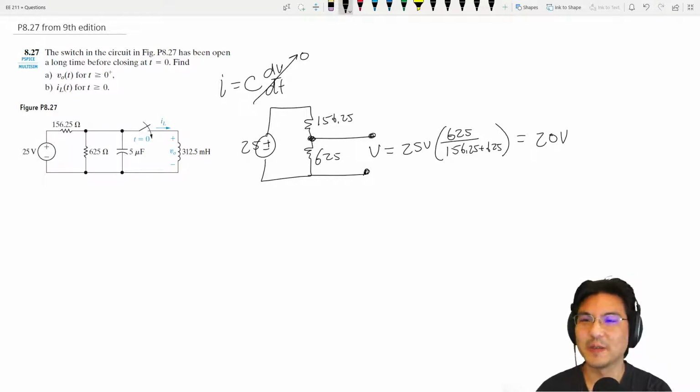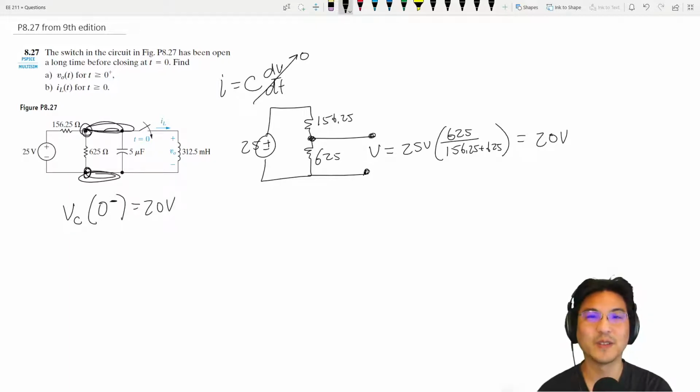So now we know when the switch is open, the voltage across this resistor is 20 volts, and these are in parallel with each other, right? So the voltage across the capacitor before we hit the switch is 20 volts, and then the voltage across the capacitor cannot change instantaneously. So after we hit the switch, it's still going to be 20 volts.